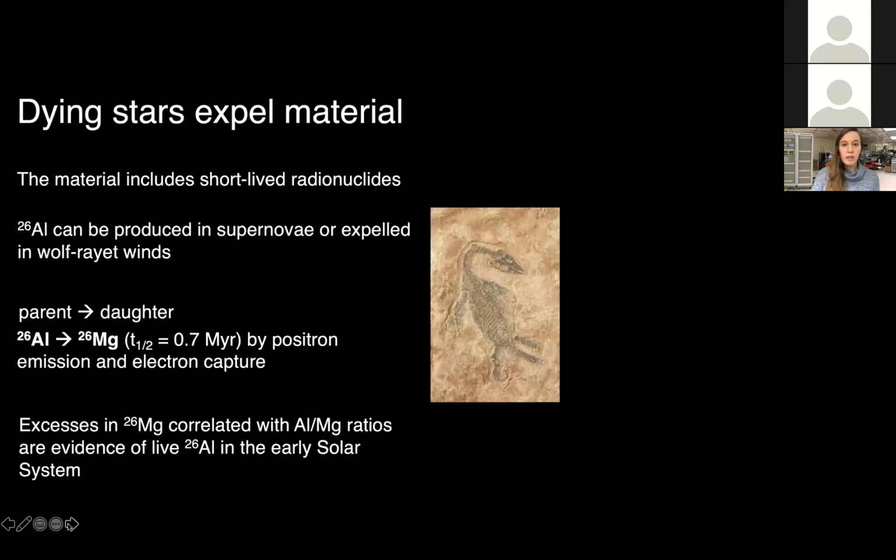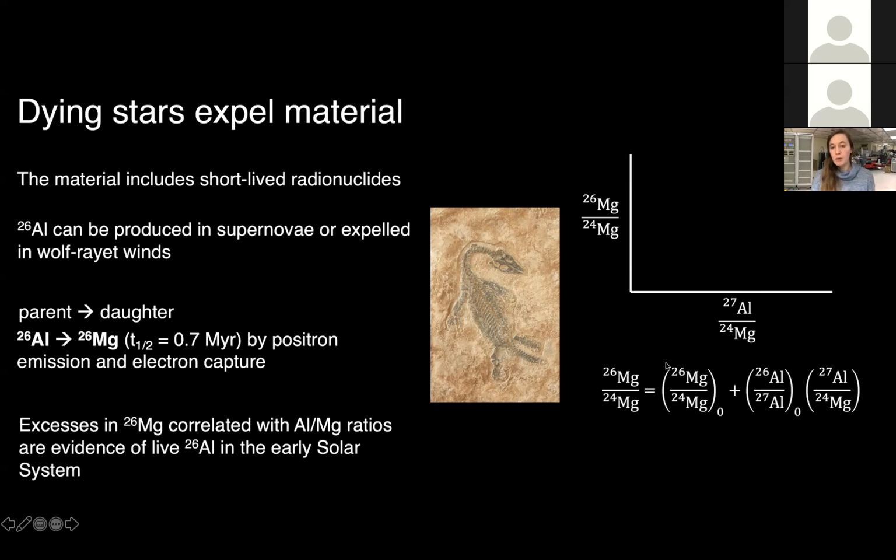You can think of this like a fossil, where a fossil tells people how the animal lived, when it lived, maybe where it lived. So magnesium-26 can tell us about the time frame of aluminum-26 and how it formed or originated.